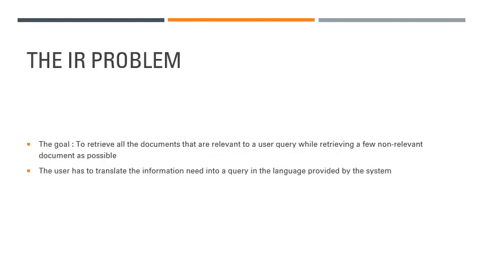So what actually is the problem of IR? The goal in information retrieval is to retrieve all the documents that are relevant to a user query while retrieving as few non-relevant documents as possible. The user has to translate the information needed into a query in a language provided by the system. So this IR problem of retrieving all the documents we can see in web searching.